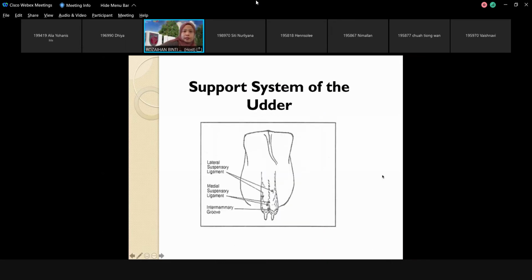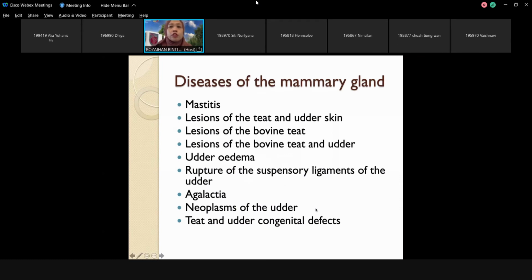You know that the support system of the udder is comprised of ligaments. They have the lateral and the medial ligaments, and altogether this is termed the suspensory apparatus, or suspensory ligament. The one that divides the left and right udder would be the intermammary groove. The medial ligament is stronger and composed of elastic tissue, while the lateral ligament is made up of dense connective tissue. So this is just a revision of the anatomy of the mammary gland. These are all the diseases of the mammary gland.